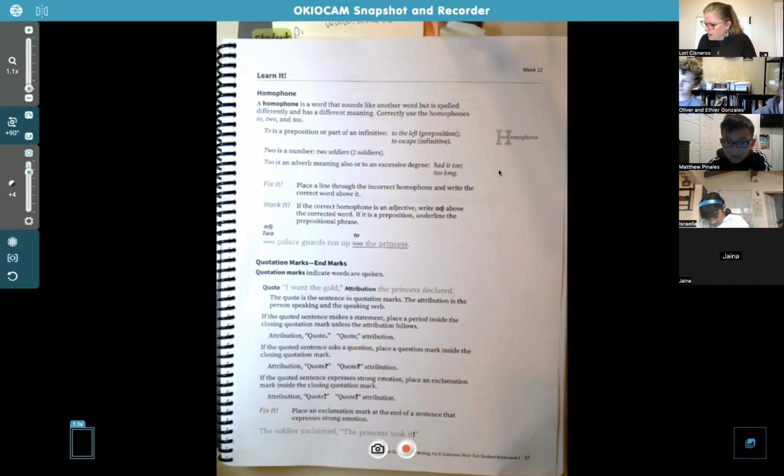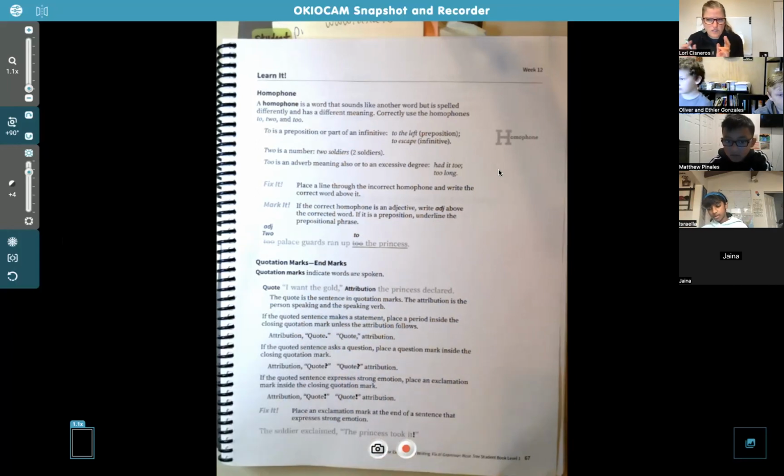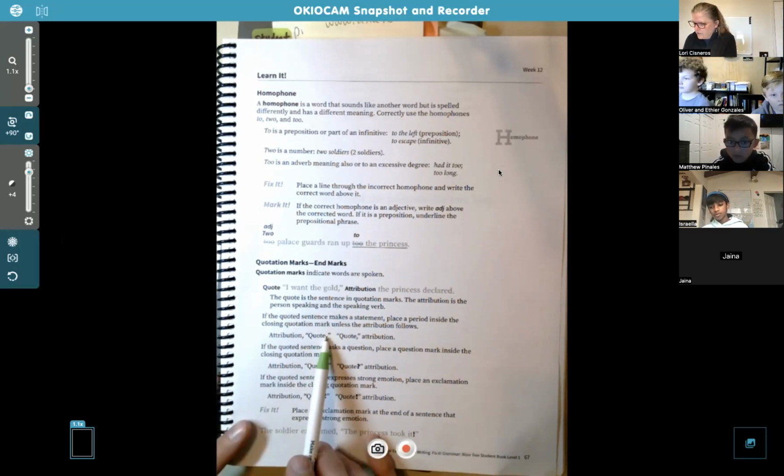But notice right here, the period is inside of the quotation marks. Sometimes it's hard to remember as you're writing, but make sure you put the punctuation inside the quotation mark, to the left of it.